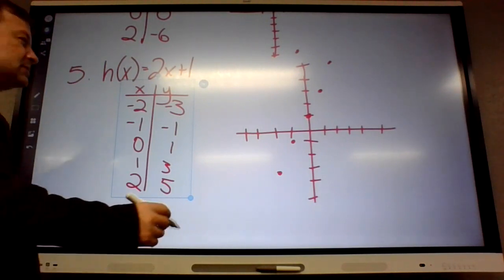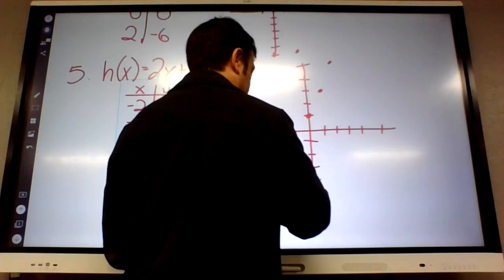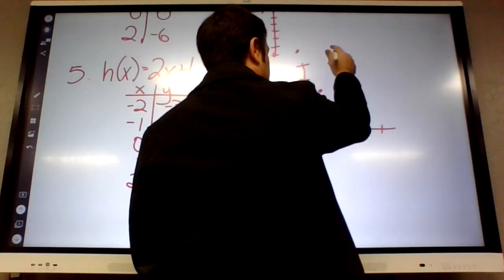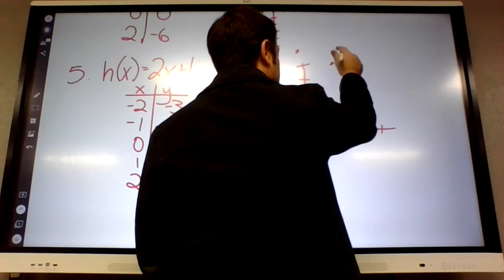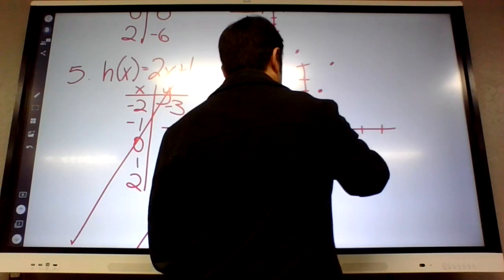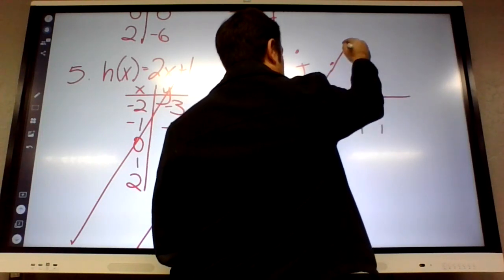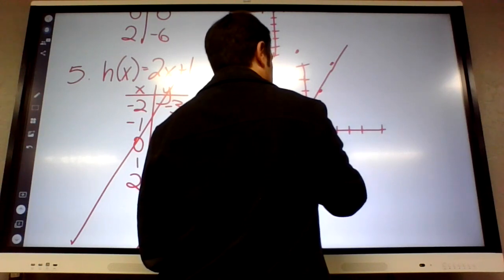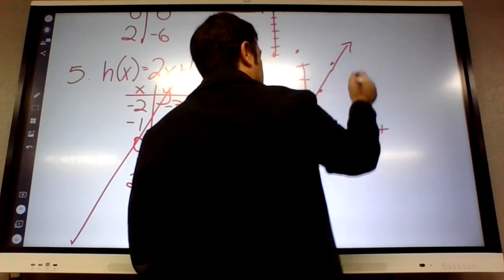Now, I am going to connect the dots and actually go through the dots. Not very good. I can hit them all. Yeah, close enough.